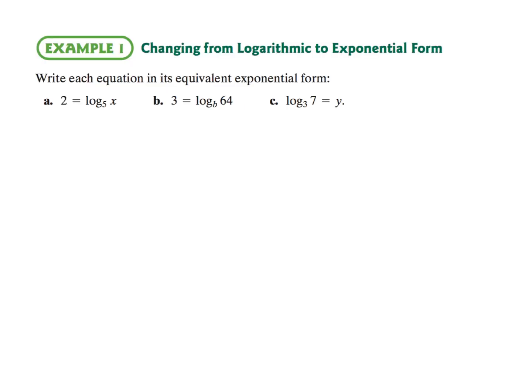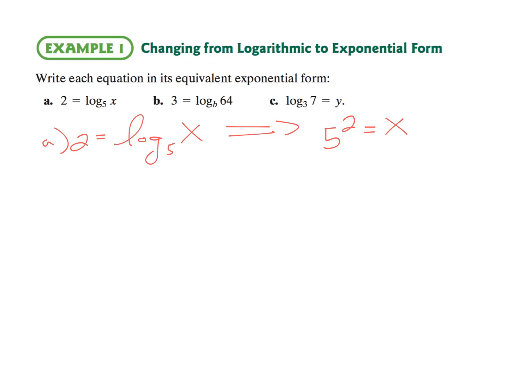So what we want to do now is write each of these equations in their equivalent exponential form. For part A, I have 2 is equal to log base 5 of x. When I convert this, 5 is my base, 2 is my exponent, and that is equal to x.